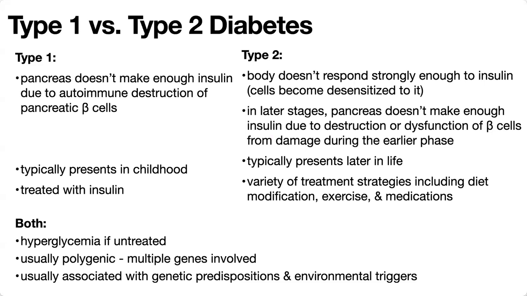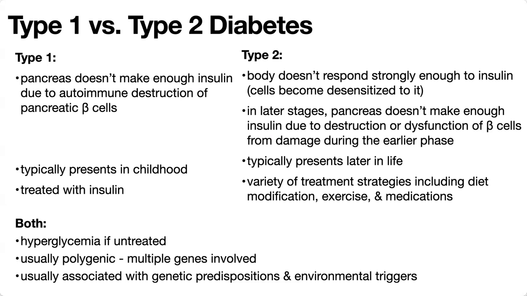And then there's type 2 diabetes. Type 2 diabetes is the one that typically has a later in life onset, and your body isn't really responding to that insulin signal. Later we'll talk about how later in the disease, the pancreas doesn't make enough insulin, because during that initial stage, it's making too much insulin and there's a bunch of bad stuff going on that's going to start damaging those beta cells.